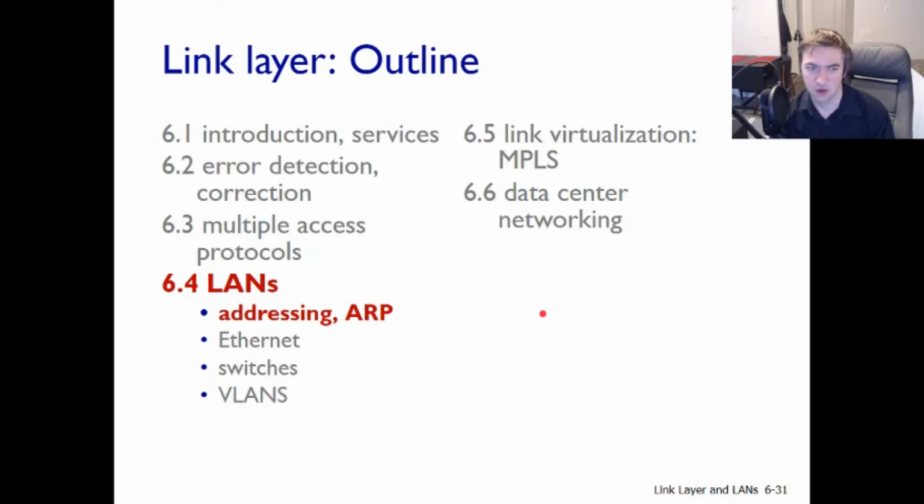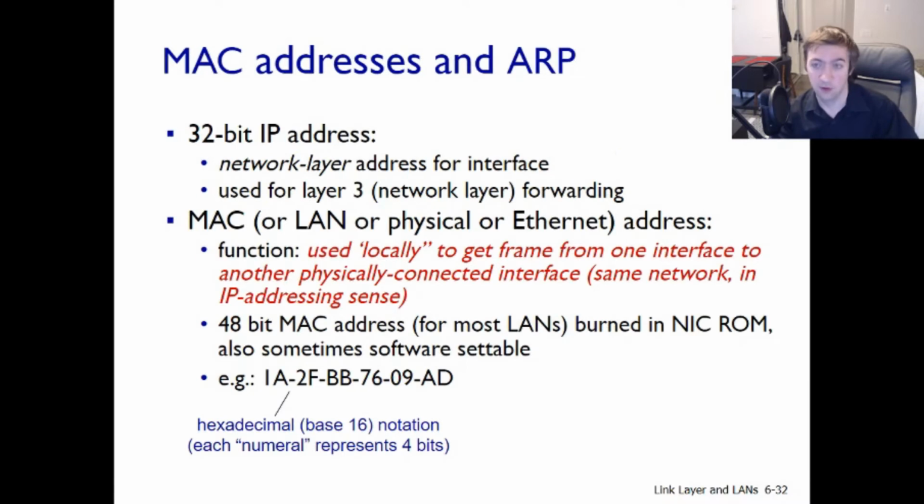Let's continue our discussion of the link layer by moving on to switch local area networks. So far, we've already seen addresses used by hosts and routers, which take the form of 32-bit IP addresses. These are used specifically at the network layer level. However, at the link layer level, we also have addresses for both hosts and routers, and these are called MAC or LAN or physical or Ethernet addresses, but we'll stick to just calling them MAC addresses, medium access control.